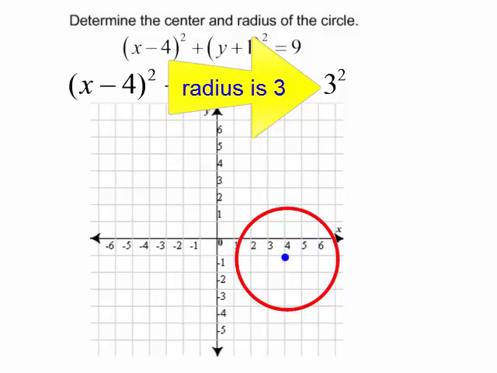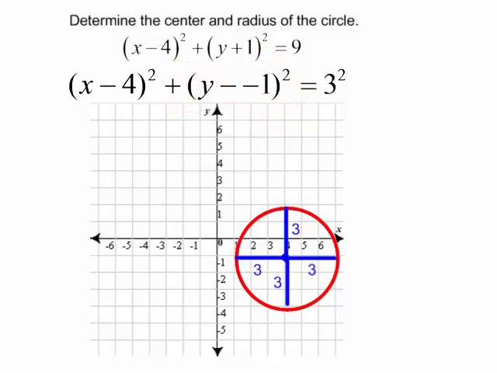So from the center, I will go left 3, up 3, to the right 3, and down 3 in order to graph my circle. So we did have a circle with the center at (4, −1), and it did have a radius of 3.